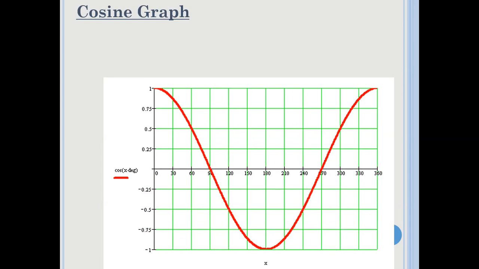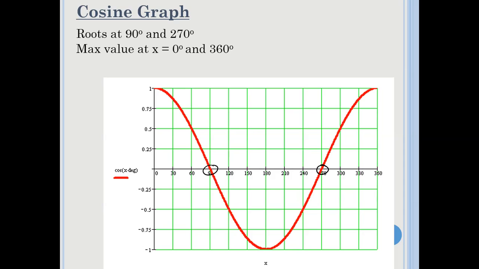If we have a look at the cosine graph, it looks similar but at the same time different. We get roots at 90 degrees and 270 degrees, so there are our roots there. And different to the sine graph, the maximum value in the cosine graph happens when x equals 0 and when x equals 360. So there's our max value.